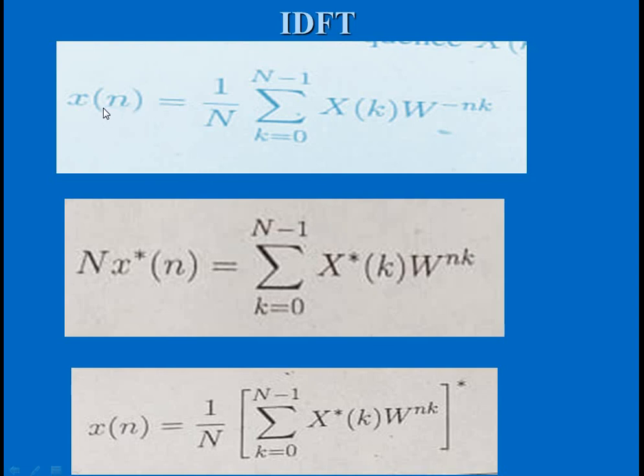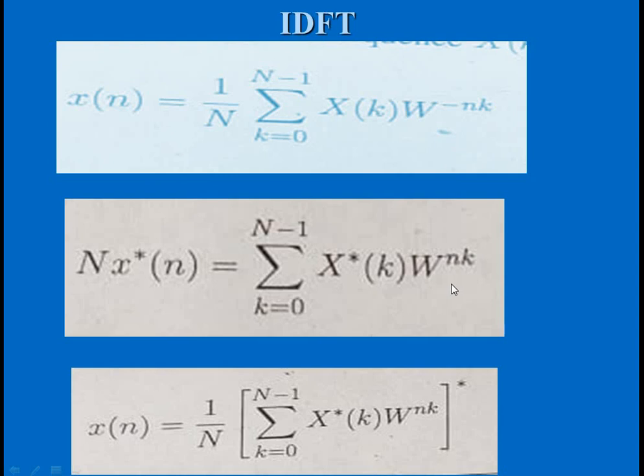For this, what we are going to do is have a cross multiplication of this N with the output x of n, and after that we have to take the complex conjugate of the entire equation. So here we have N times conjugate of x of n, and inside the summation we have capital X conjugate of k into W power minus nk. So here the minus n, after taking the conjugate, becomes a plus n.